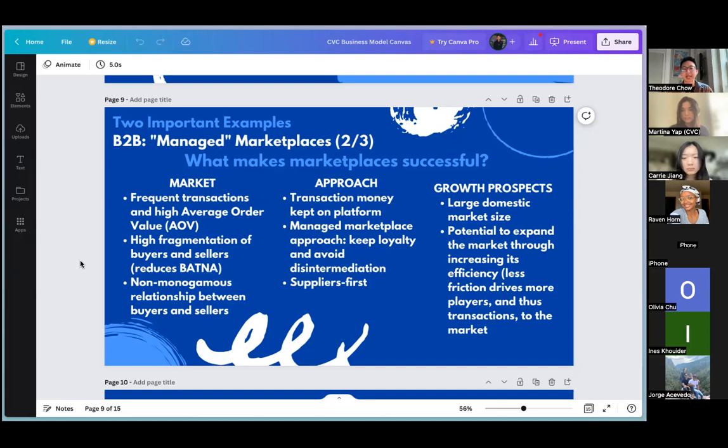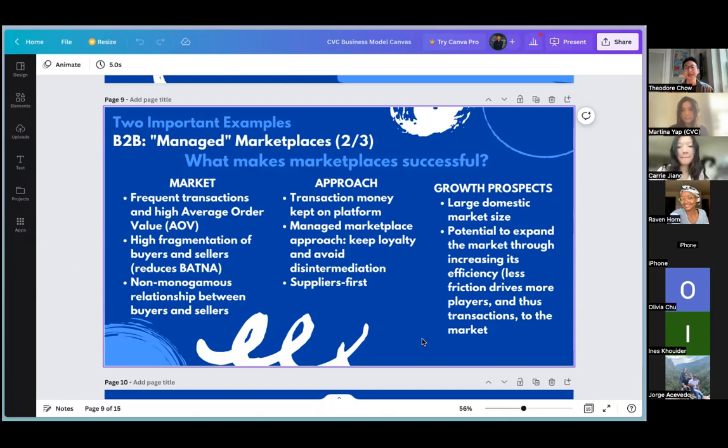What this means is that the transaction money is kept on the platform, so that when you buy a product, you can check the validity of it, make sure that it's actually what you want and that it's not a false claim. And then once the things have been verified, they can then switch the money. And what this means is that you're able to have a very large market because you're targeting both buyers and sellers.